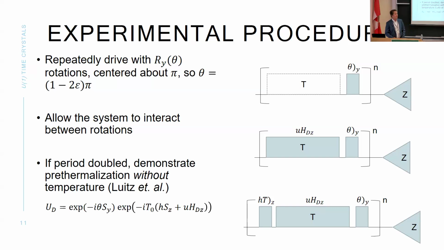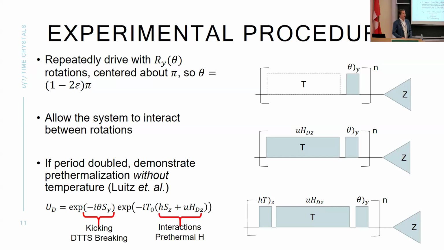And so our single Floquet period unitary is this SY rotation, which we'll call picking, and it's the discrete time translation symmetry breaking term, as well as the interactions here, which are the Z field, as well as the dipolar Z interactions, which lead to our prethermal Hamiltonian.